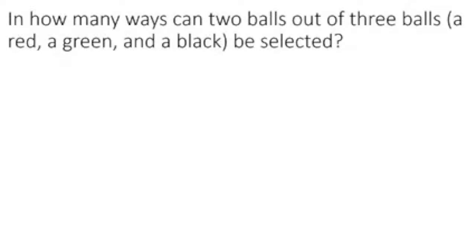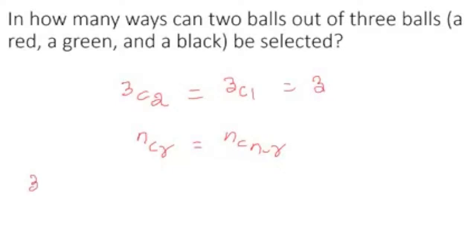In how many ways can two balls out of three balls, red, green, and black, be selected? Guys, I'm selecting any two balls from the given three balls. So it is nothing but 3C2. 3C2 means, as I told you, nCr equal to nC(n minus r). So 3C2 is equal to 3C1, which is 3 here. Generally, 3C2 means two elements in descending order divided by 2 into 1, that is nothing but 3 ways.